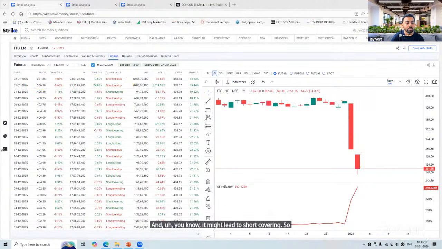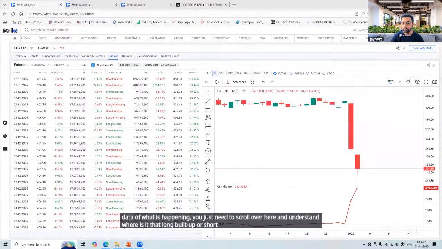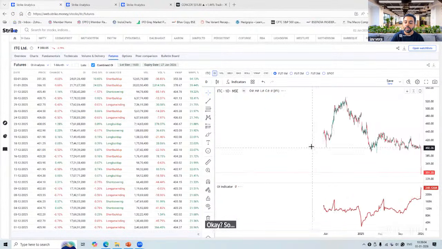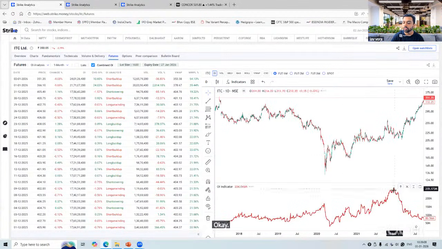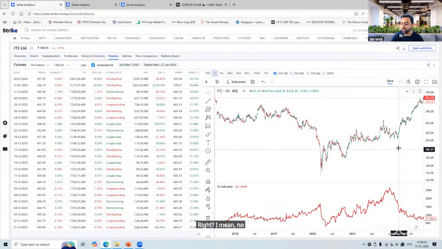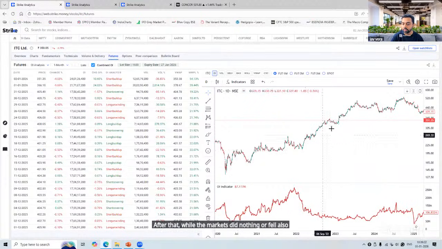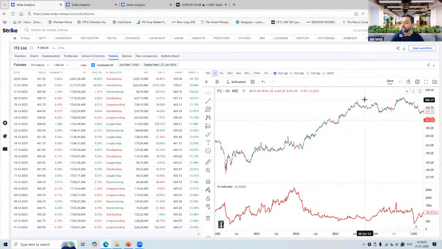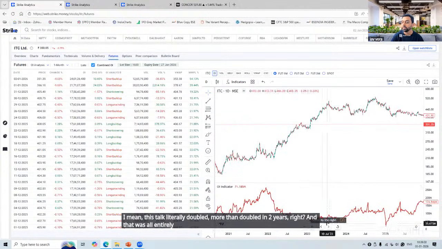So if you want granular data of what is happening, you just need to scroll over here and understand where long buildup or short buildup is happening. Okay, so in ITC, if you see after 2022, there was a huge surge in open interest and the pessimism was at its peak, right? No one was ready to buy ITC because it was a dud stock and so on. After that, while the markets did nothing or fell also in those scenarios, this stock more than doubled in 2 years, right? And that was entirely on the back of short covering.